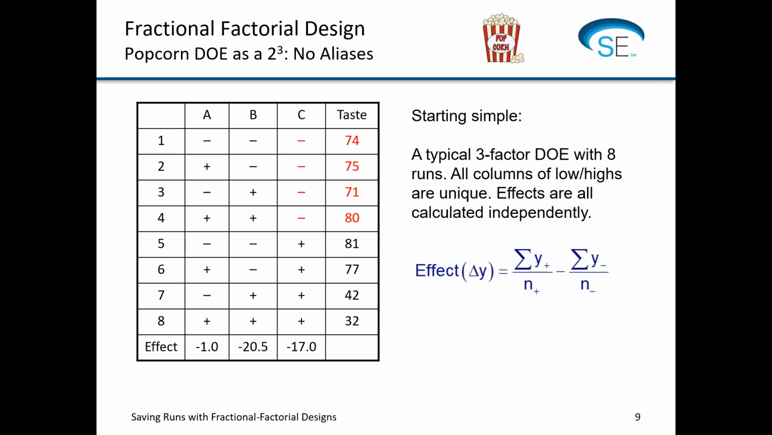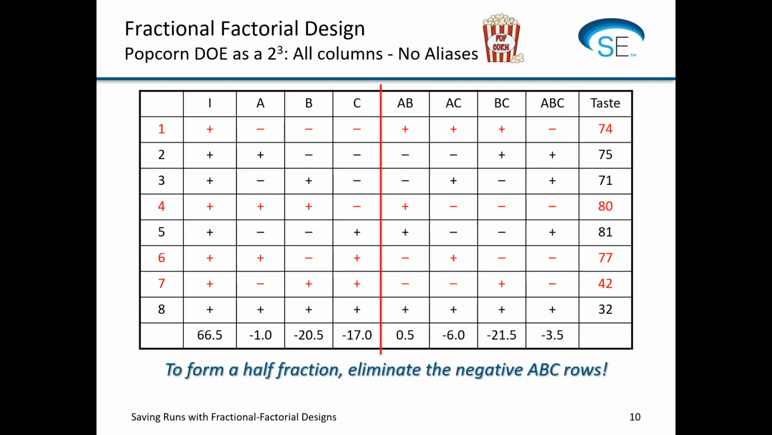Now, this is only 3 effects. In 8 runs, you have 7 effects to calculate. So here are the remaining effects. You have the 2-factor interactions, AB, AC, BC, and you have a 3-factor interaction, ABC. Likewise, you do the same type of math calculations to calculate all of those interaction effects.